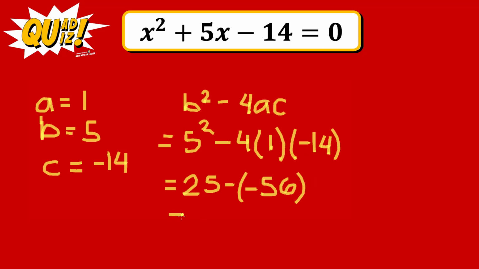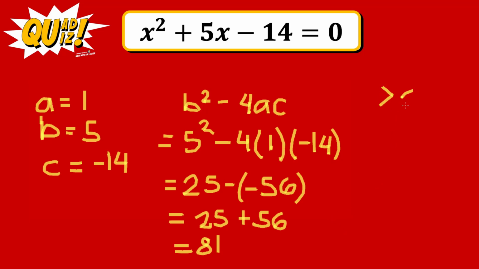And therefore your result shall be 25 plus, double negative property, 56, which will give you a result of 81. So this is now the answer for the discriminant. And with this value, we can now determine the nature of the roots. But there are 3 different scenarios here.